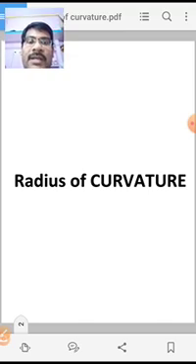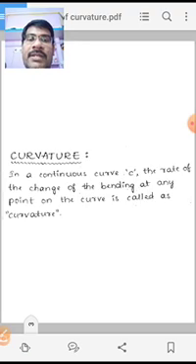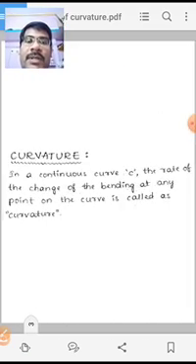Today's topic is radius of curvature. Before going to the radius of curvature, what is curvature? For any continuous curve C, the rate of change of bending at any point on the curve is called curvature. At any point on the curve, we have to know how much bending there is. That is the curvature.